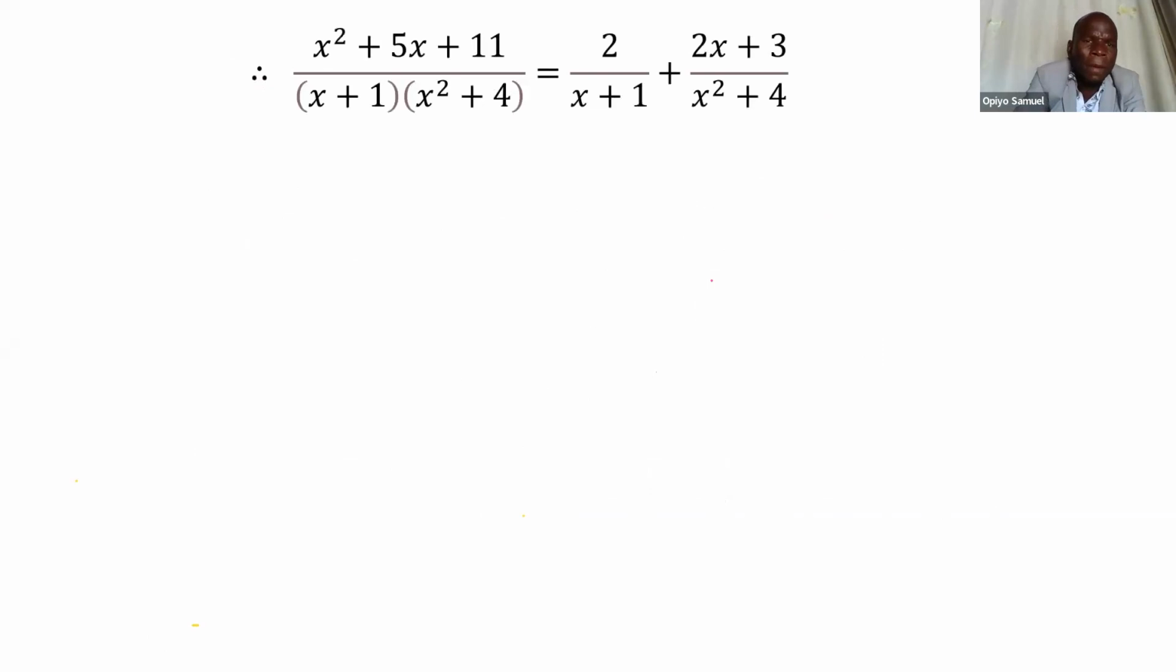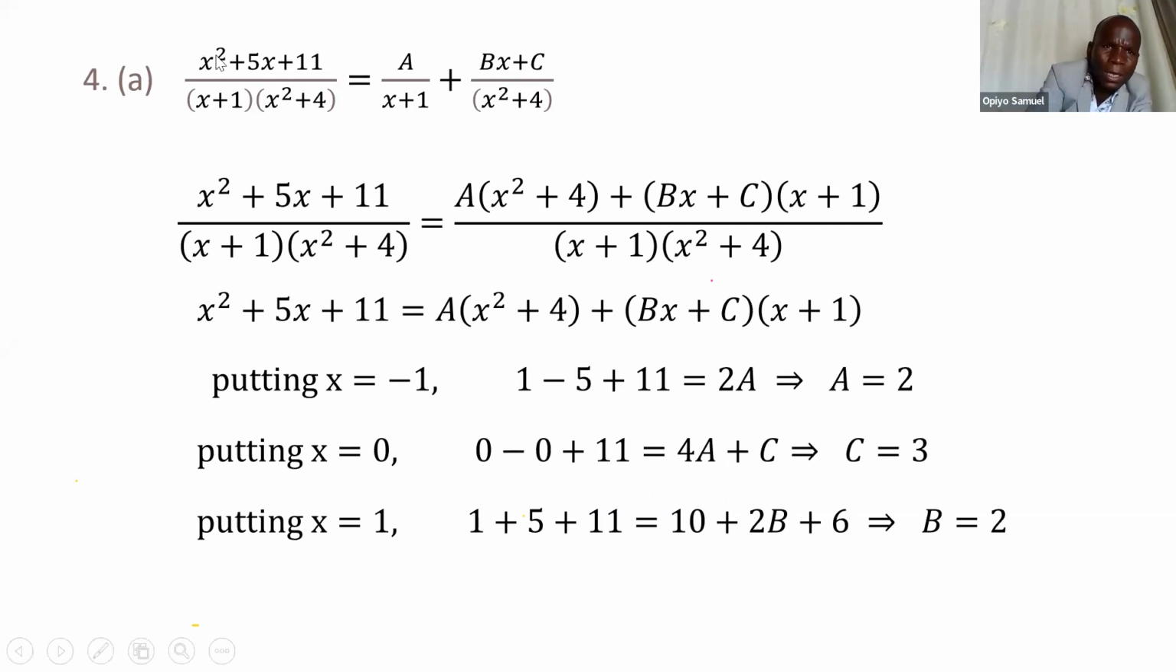Number 4. Remember, number 4 required us to express this fraction in partial fractions. In partial fractions, we have different types. We have types where you only have a linear function in the denominator. We have also another type where you have a quadratic function in the denominator. And we have also another type which has a repeated factor in the denominator.